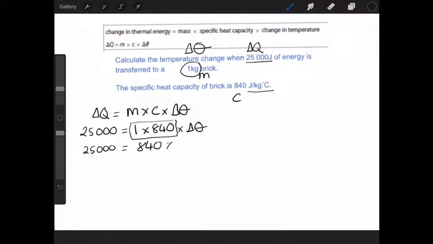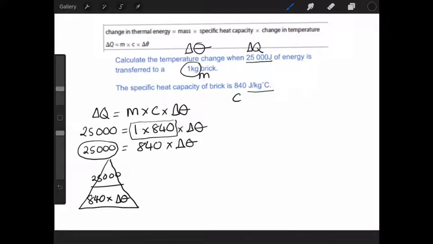There we go. I have now got that equation down to 3 parts, which, if you like triangles, you're going to love the fact we can now use one. If I was to cover over the 25,000 with my finger, I need the triangle to show me to do 840 times the change of temperature, so they have got to go in the bottom of my triangle, but it wouldn't matter which way round I wrote them, which leaves the 25,000 in the top of my triangle.